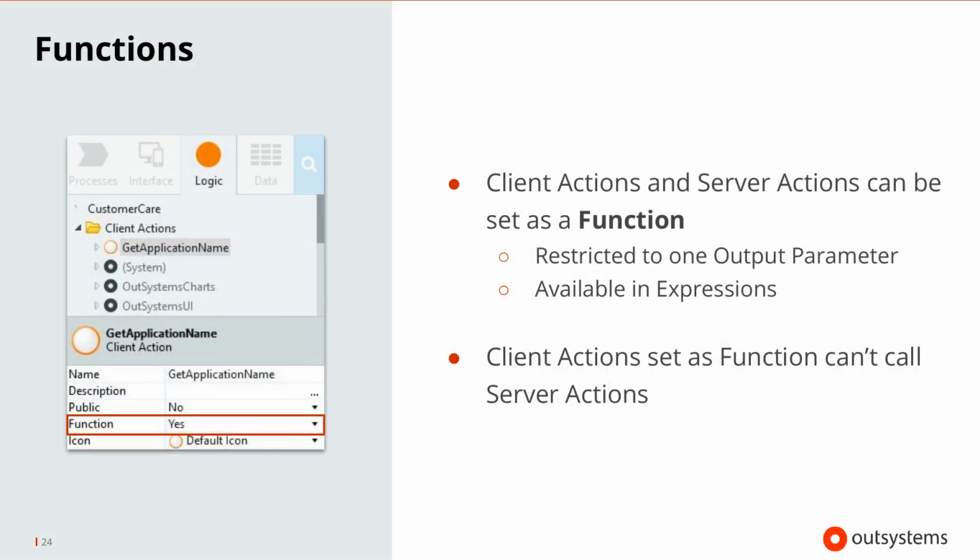Both client actions and server actions may be set as a function. This restricts them to have only one output parameter, and makes them available to be used inside expressions. Their flow is defined visually as any other action. Also, when a client action is set as a function, it can only call other client actions.